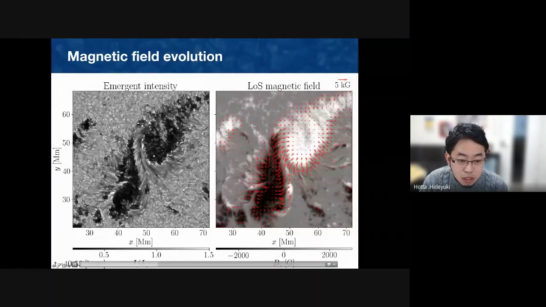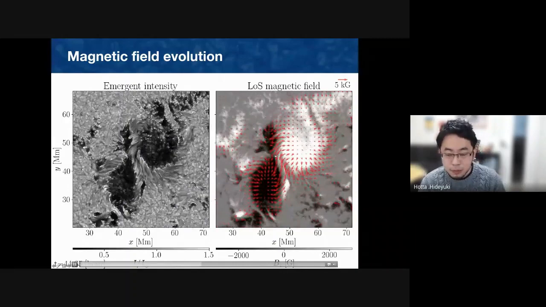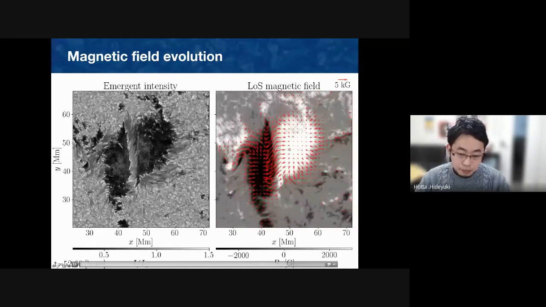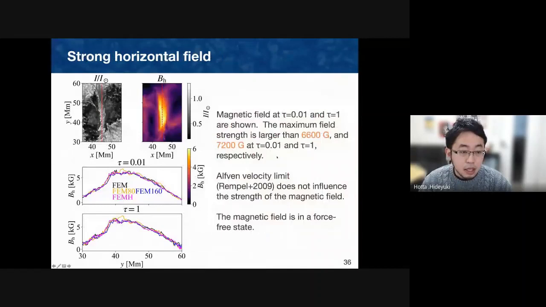This exceeds 7,000 Gauss between them. So typical horizontal magnetic field at the edge is several thousand Gauss, but in between the two sunspots, we observe the very, very strong magnetic field. Okay, so this is our result. This is the emergent intensity and the horizontal magnetic field. And we observe at the tau equal 0.01 surface more than 6,600 Gauss. And then the tau equal one surface, and this is 7,000 Gauss.